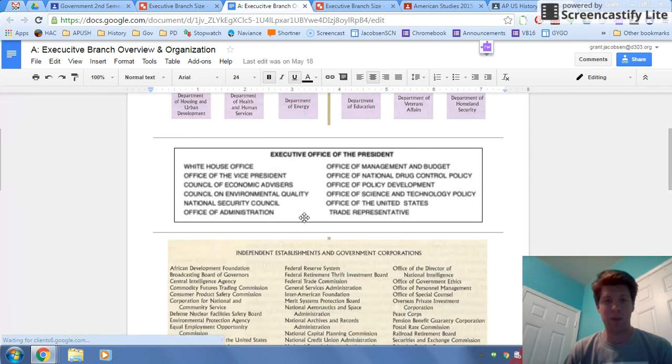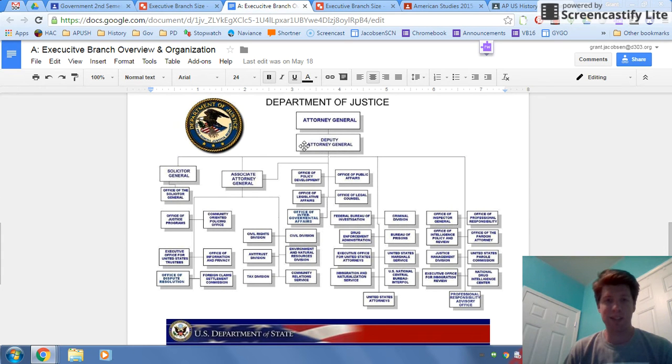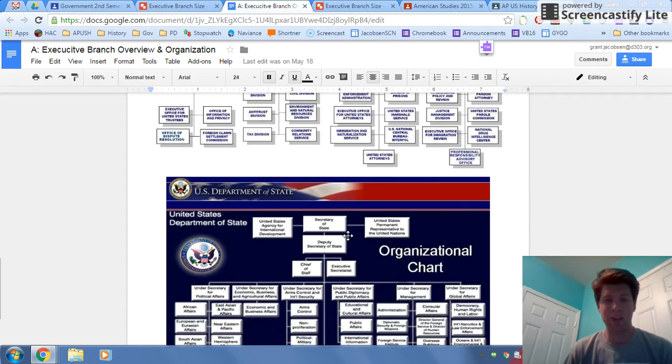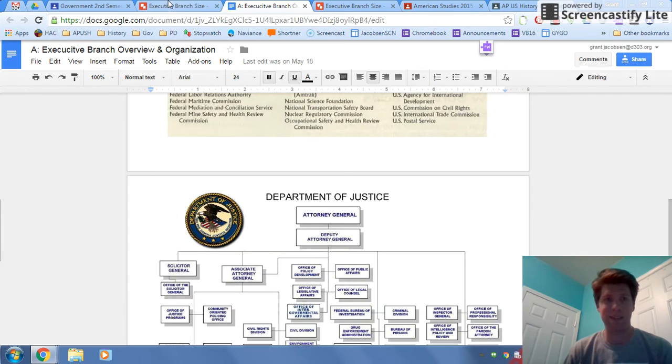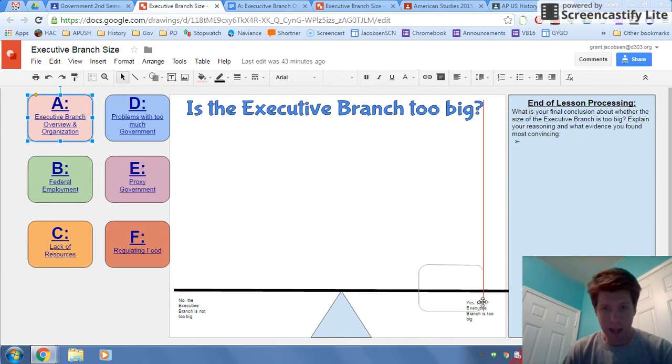Look at how many people are in the executive office of the president. Whoa, this is just the Department of Justice. Think how many people are actually within each of these little boxes here. The executive branch is really, really big. I'm going to move this little box here, take it, drag it down and say, you know what? Yeah, the executive branch is really, really big.